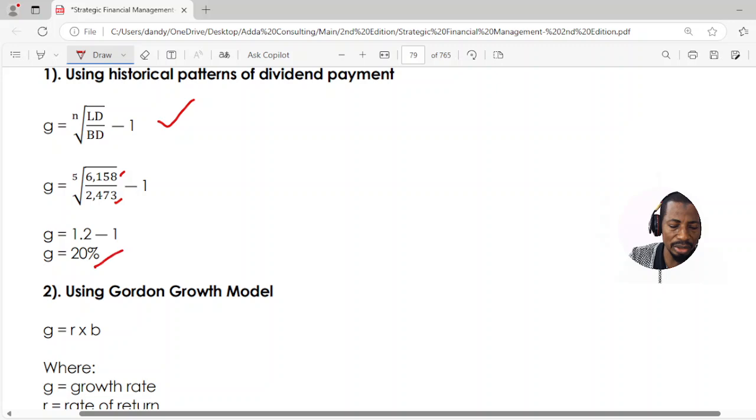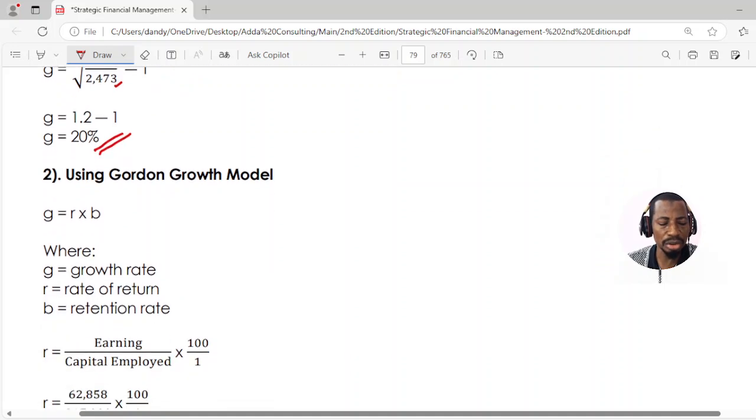Mathematically, using your calculator, the growth rate is 20% using the historical pattern of dividend payment. I will then go ahead and do working for growth rate using the Gordon growth. Why am I calculating Gordon growth? I'm calculating Gordon growth because in the question I'm given information on the earnings.